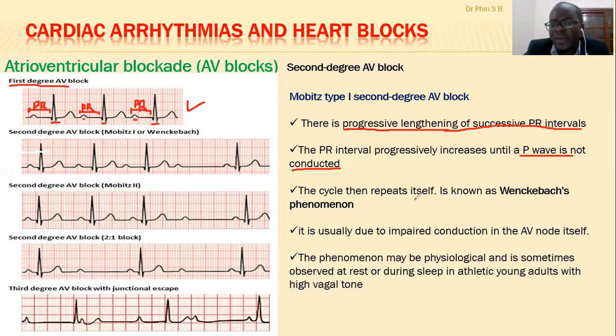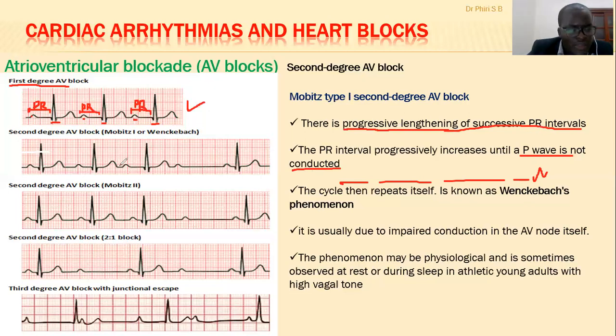So the Wenckebach phenomenon is whereby you have prolongation of PR interval. So there is progressive prolongation of PR interval, and then you have a P wave that is not associated with a QRS complex. Then you have Mobitz type 1, second degree AV block. So the main thing that you need to note here is progressive lengthening of successive PR intervals.